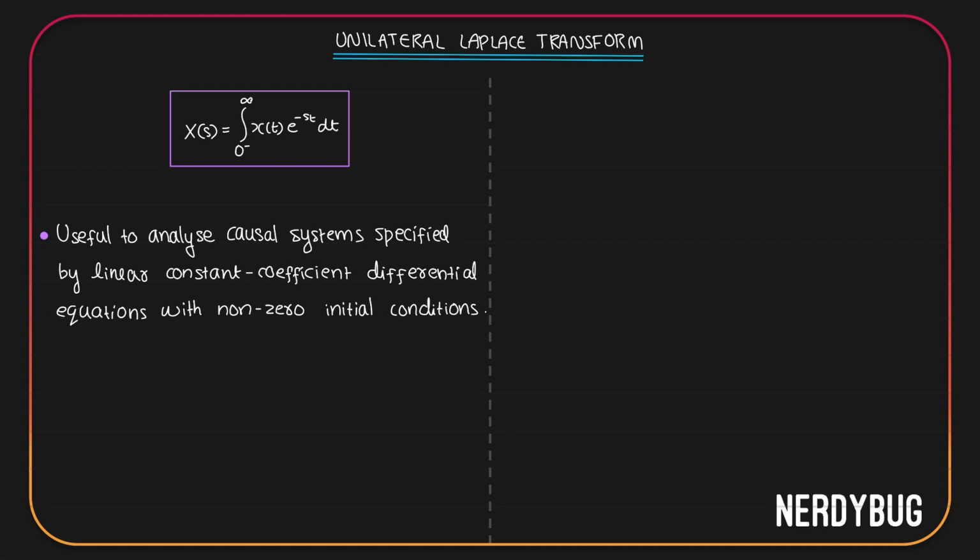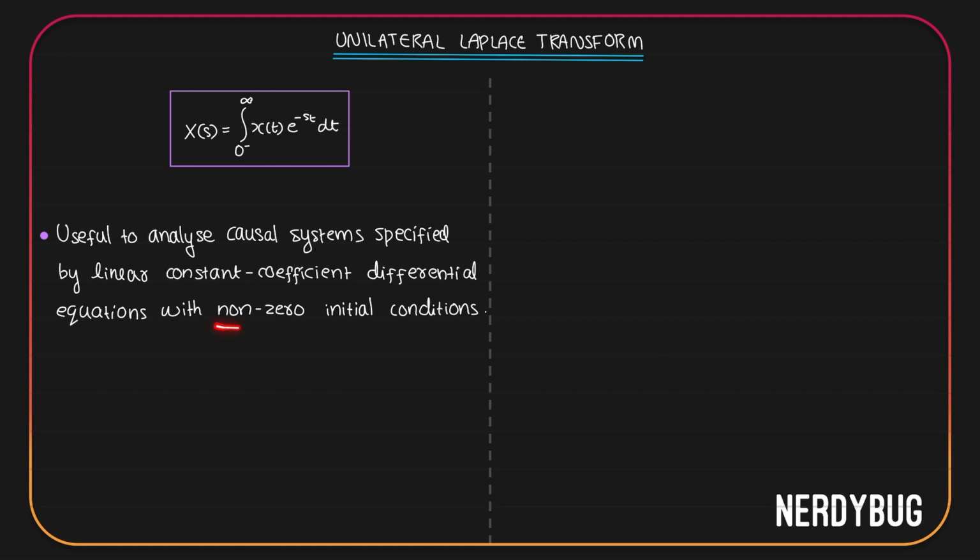In the last video on properties of Laplace transform, we learned that Laplace transform can be of two types, unilateral and bilateral. In bilateral, we take the integration from minus infinity to infinity, but in unilateral, we take it from 0 minus to infinity. This is actually useful to analyze causal systems that are specified by linear constant coefficient differential equations with non-zero initial conditions. It is useful for causal systems because in causal systems we know h(t) is supposed to be equal to 0 for all t less than 0. h(t) only exists where t is greater than 0, so we can take integration from 0 to infinity.